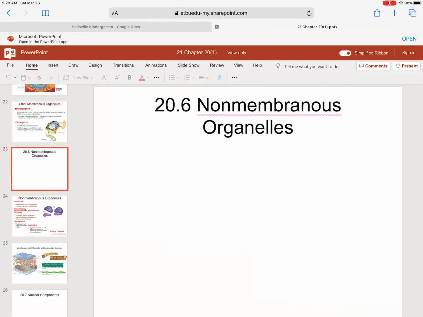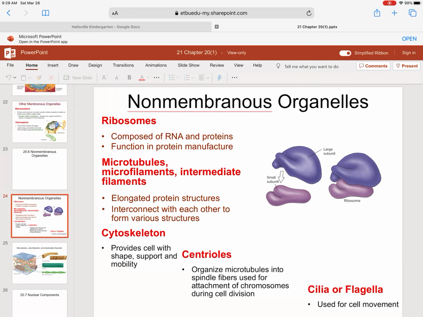All right, so now let's talk about some non-membranous organelles, so things that are not contained in a membrane. The first are called ribosomes. You need to know what ribosomes are. These are composed of RNA. We're going to talk a little bit about RNA in the future, and proteins. And they essentially make proteins, which your body needs for everything. Because proteins are enzymes. Enzymes are important participants in making DNA, transcription, translation, your digestion, lots of other things.